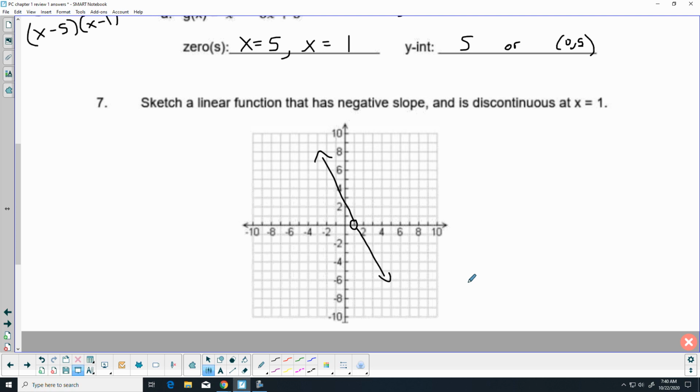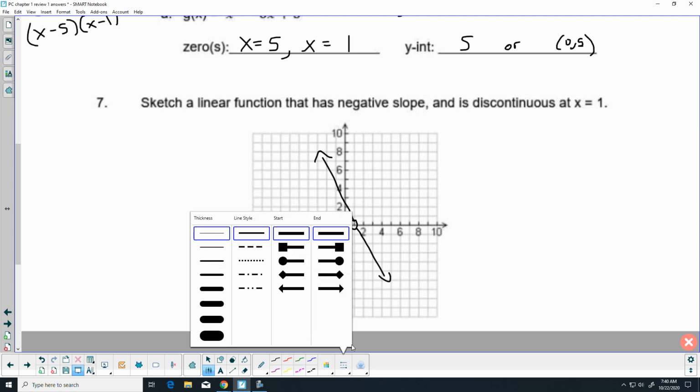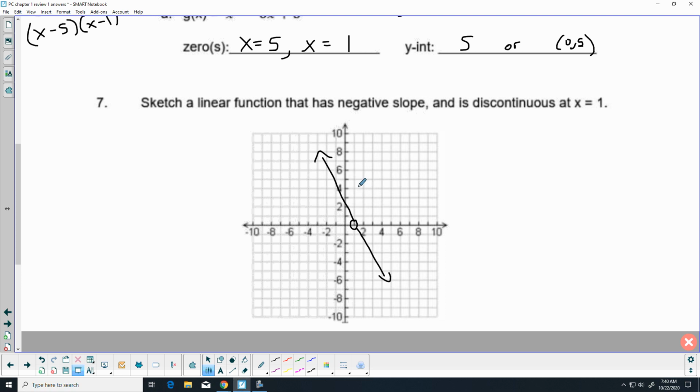Sketch a linear function that has a negative slope and is discontinuous at -1. There's a lot of different answers on this one. And I will tell you there's going to be one like this on the test where you're going to actually have to sketch it. So you could have put that anywhere on there. I could have put it at x equals -1 and had a negative slope here. Well, and it doesn't even need to be the same slope. It could have been still negative like that. So there's going to be a wide variety. You just need to have something that's discontinuous at that x value.